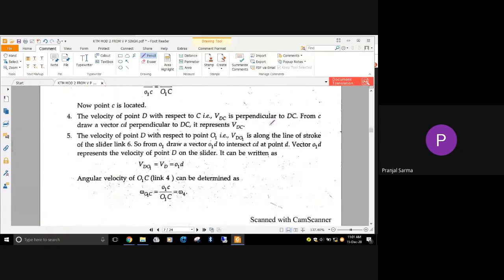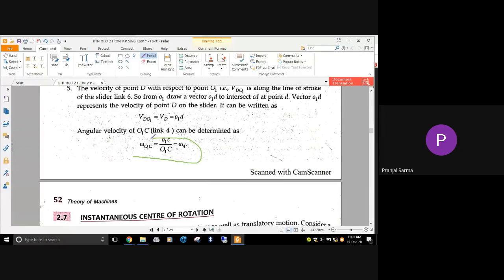Similarly, if you want the angular velocity, suppose the angular velocity of O1C, that link for the bigger one. Once again, V equal to R omega, so omega is nothing but V by R. So for the omega of whichever link you want, suppose the O1C link, you consider this velocity of O1C, the smaller one, and the link length O1C in capital letters, and that will give you this particular angular velocity. That is how, after drawing the velocity diagram, you can also get the angular velocity.